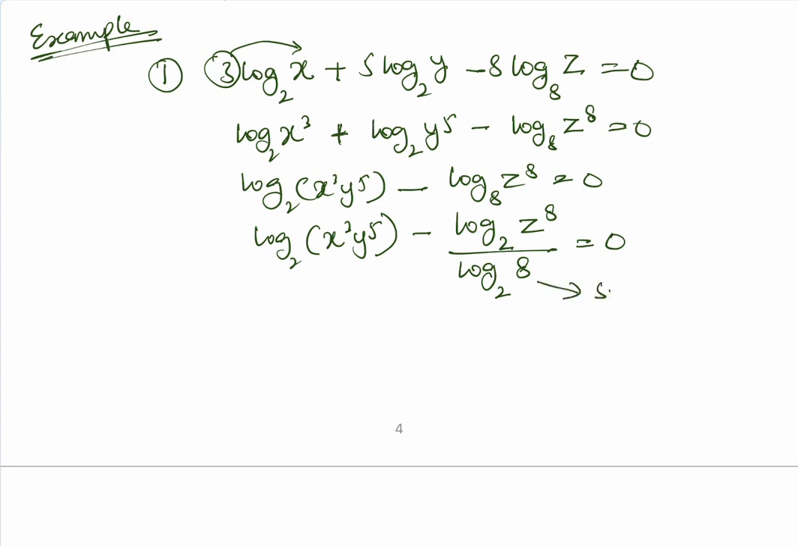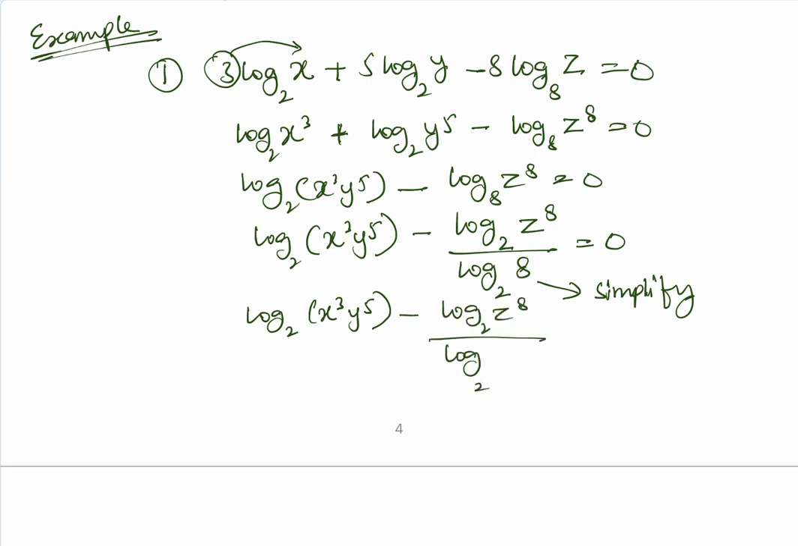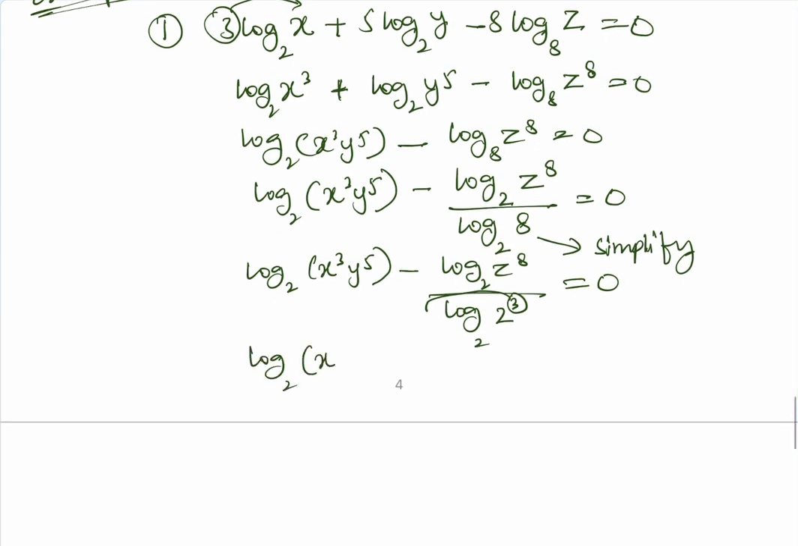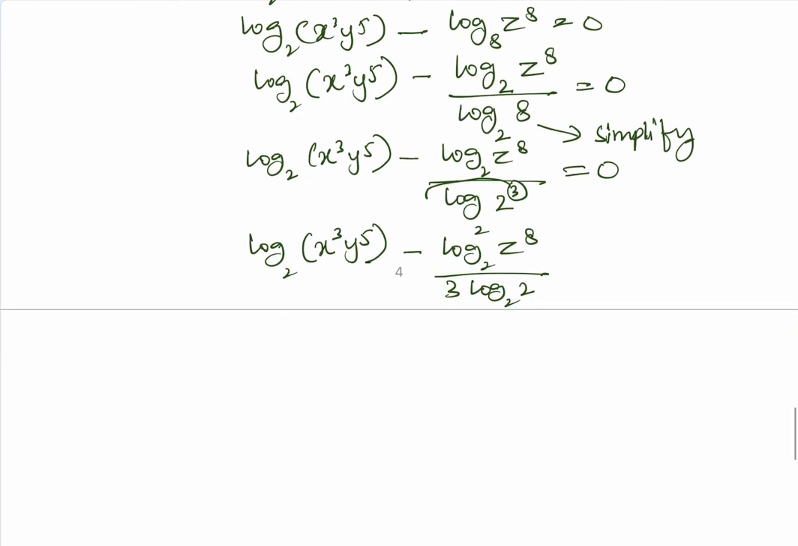And we would simplify it, right? We are going to simplify it. Log base 2 of x cubed y to the power 5, minus log base 2 of z to the power 8, and this is log base 2 of 8. 8 can be reduced to 2 power 3, and I can make this power a coefficient here. So I'm going to do it in the next step. This is log base 2 of x cubed y 5, minus log base 2 of z to the power 8, and this is 3 log base 2 of 2. You know this, that log base 2 of 2 is 1. It's going to be 1.